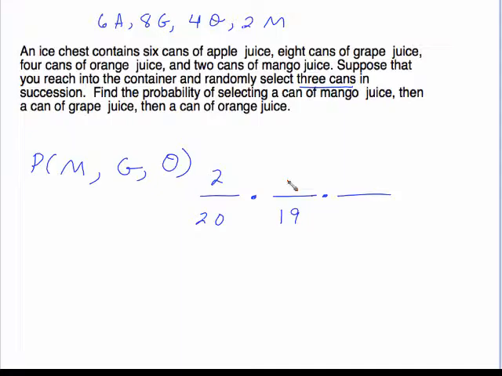But how many grapes are there? There are 8 grapes. Now how many cans are left? There are 18 cans left, and we want an orange. How many oranges are there? There are 4. And then this is just arithmetic from here.